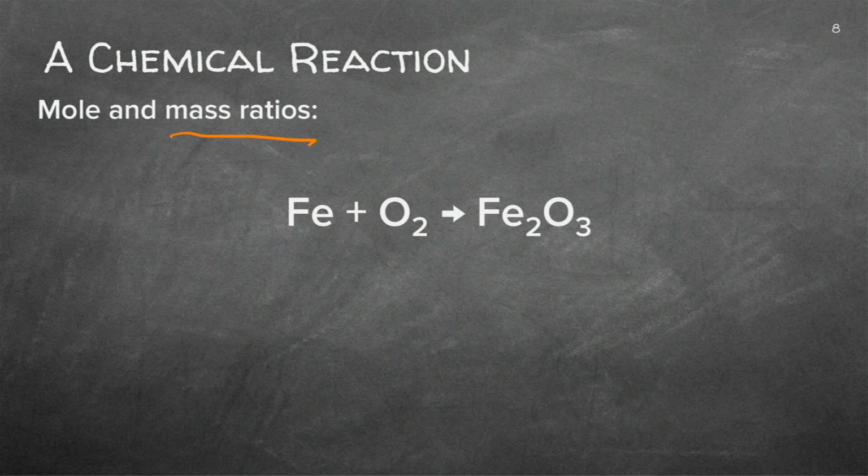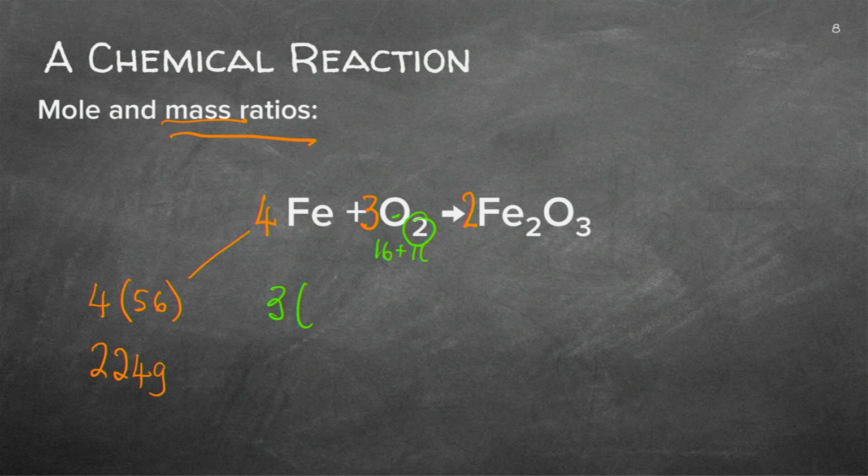What's the mass ratio? If I've got 4 of this, 3 of that, and 2 of that, let's quickly do the ratios in terms of the mass. I've got 4 and 1 iron, if you have a look on your periodic table, is 56 grams. So the 4 times the 56 gives me a mass of 224 grams. I've got 3 oxygens, and see, it's O2, so it's a 16 plus a 16. That's 32. That would be 96 grams.